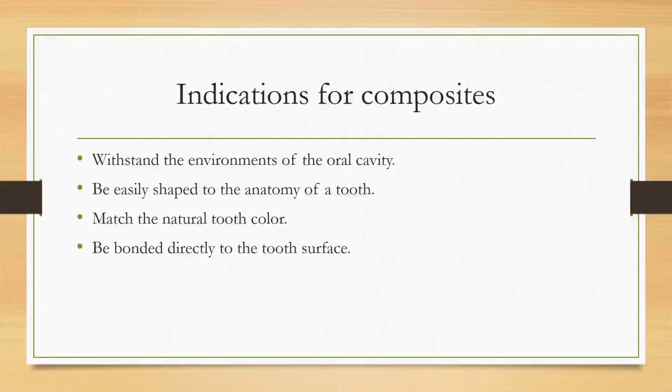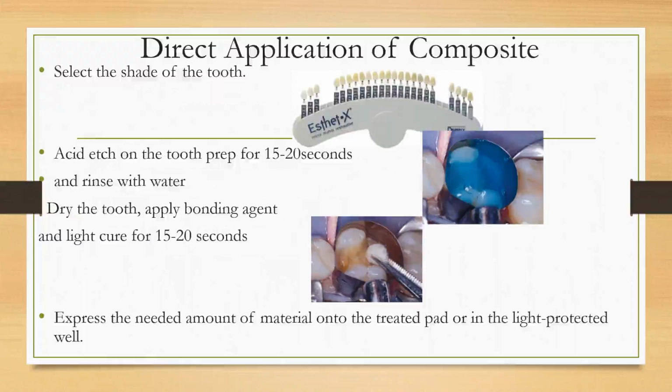So indications for composites. Composites withstand the environment of the oral cavity, and they can be easily shaped to the anatomy of the tooth. They match the natural color of the tooth, and they can be bonded directly to the tooth surface. And then how do we apply composite? So as I've mentioned before, you have to select the shade of the tooth.